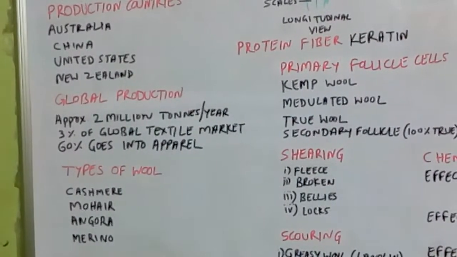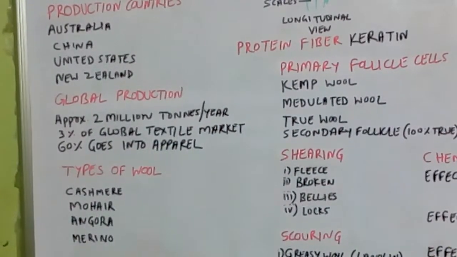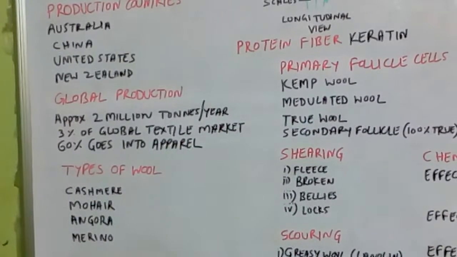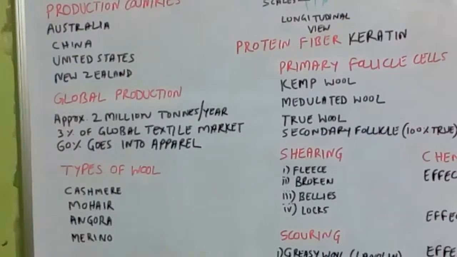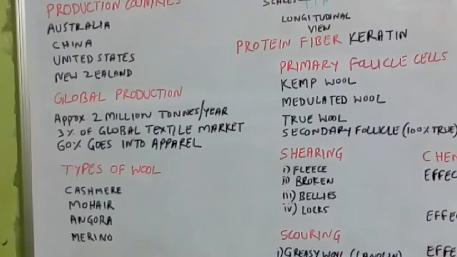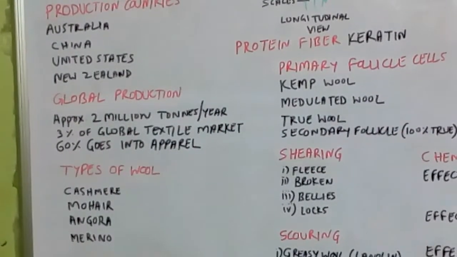And mohair is the wool fiber, hair fiber from the Angora goat. That is the place of Angora. Second, merino. Merino is also a fiber. It is produced in New Zealand and Australia. These are the different areas of the globe. For merino, the highest contribution is from Australia. Next is New Zealand.